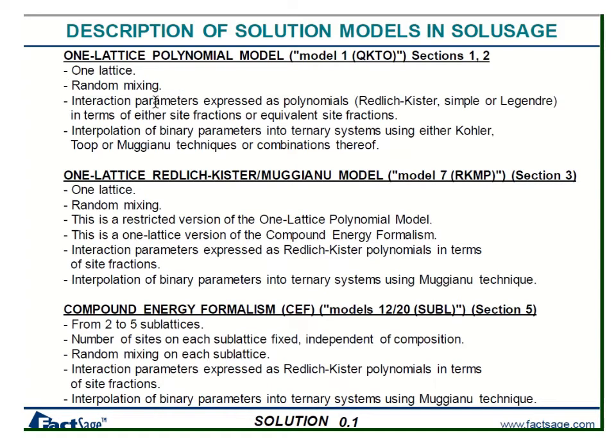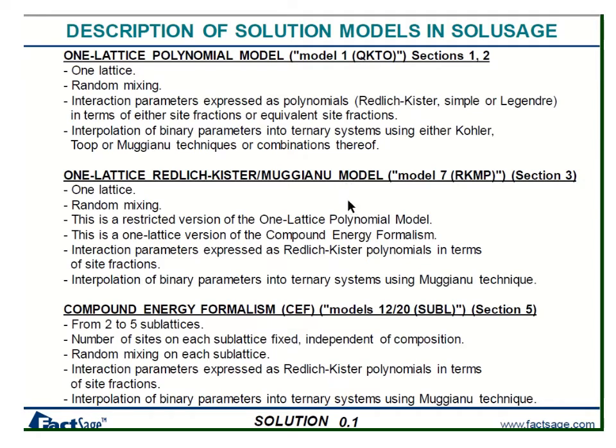The excess Gibbs energy, which is the non-ideal part of the Gibbs energy of the binary solution, comes from the interaction between the species. Those kinds of interaction can be expressed by different polynomial forms. We can use a very simple polynomial form, or, for example, Redlich-Kister type polynomials, or Legendre type polynomials as well. You can choose any of these in model number 1.